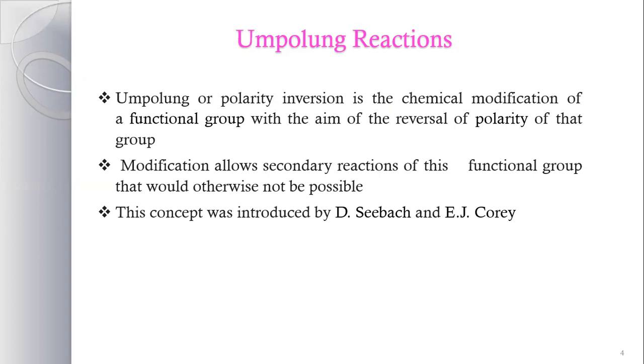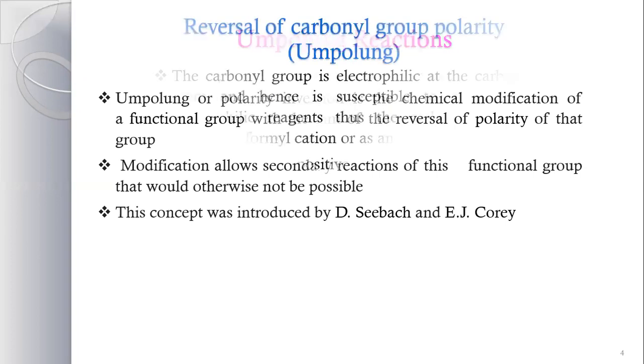In an Umpolung reaction, if we do not do the secondary reactions of that functionality, the Umpolung reaction would not be possible. So the basic need of the Umpolung reaction is to do the secondary reaction of those functionalities. So let's start with the functional groups.